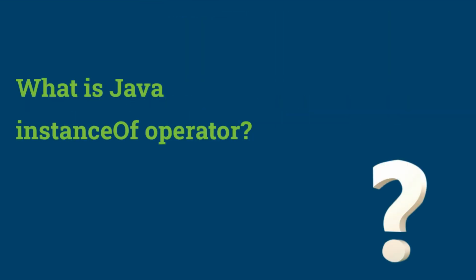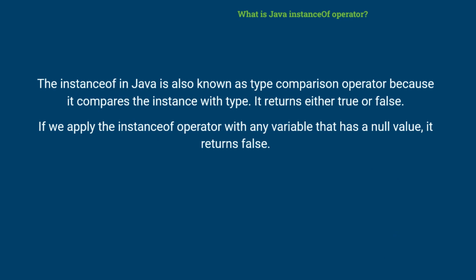Next question, what is Java instanceOf operator? The instanceOf in Java is also known as type comparison operator because it compares the instance with type. It returns either true or false. If we apply the instanceOf operator with any variable that has a null value, it returns false.